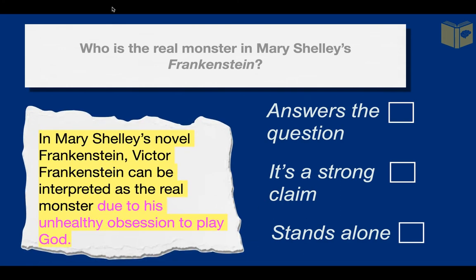Alternatively, I could have written, in Mary Shelley's novel Frankenstein, Victor Frankenstein can be interpreted as the real monster due to his unhealthy obsession to play God. It does stand alone. It's got Mary Shelley and Frankenstein. It is a strong claim. It explains why, and it actually answers the question.